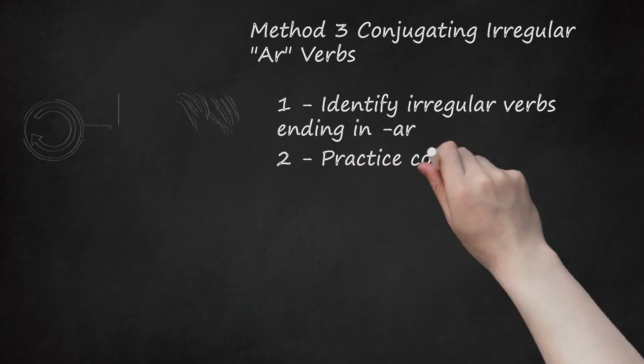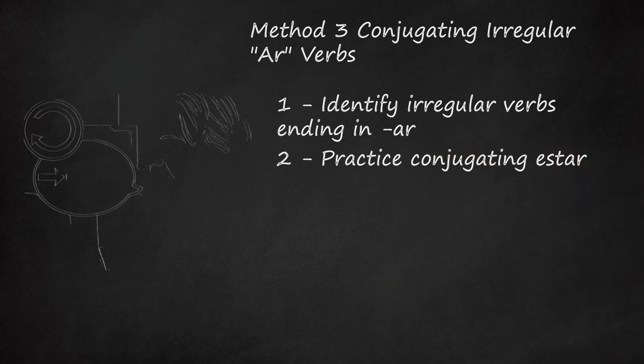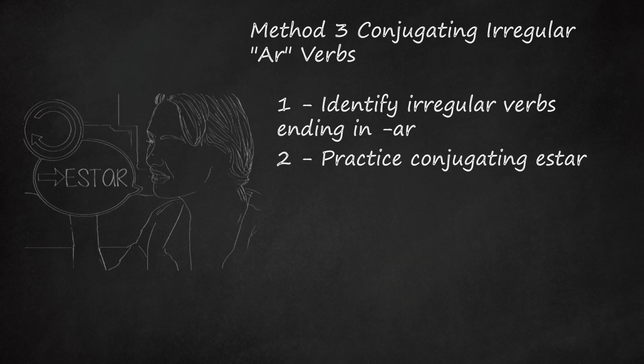2. Practice conjugating estar. The verb estar, meaning to be, is probably one of the first Spanish verbs you'll learn, and it also happens to be irregular. While the endings are different, the conjugated verb is formed the same as regular verbs, by adding the ending to the verb stem est.